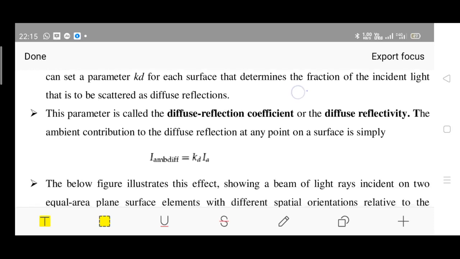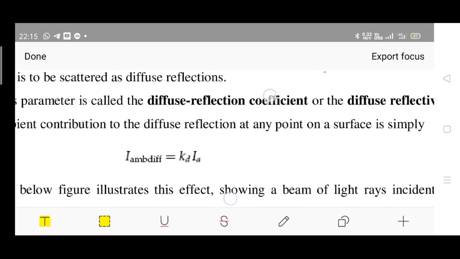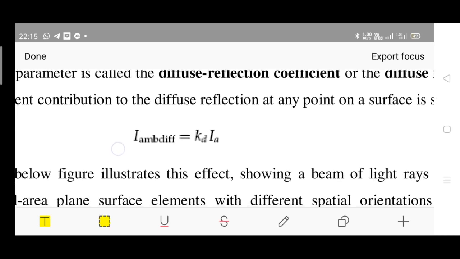The ambient contribution to the diffuse reflection at any point on the surface is given as the ambient contribution for the diffuse reflection, which is equal to the constant term, the coefficient of diffuse reflection kd, multiplied by the intensity of the ambient light Ia. This is what they are saying as per Lambertian.